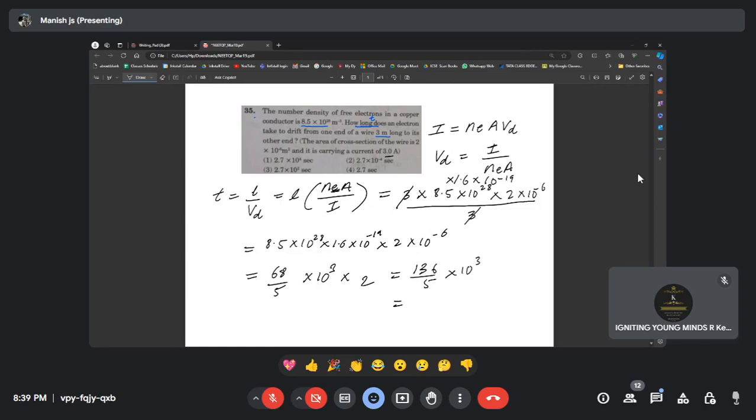136 upon 5 into 10 power 3. How much is 136 upon 5? You should divide it. 27.2, sir. Yeah, so 27.2 into 10 power 6. I mean 10 power 3, sorry. So the decimal place you will write it in significant figures. That means you will move this decimal place to the left. If you shift it, what will happen, children? 2.72 into 10 to the power.